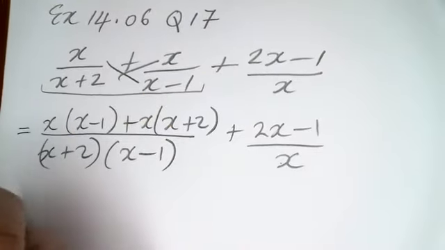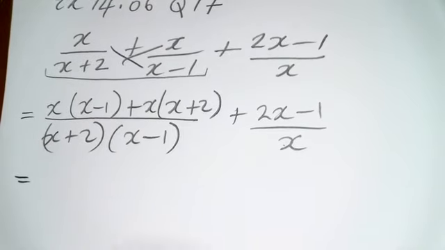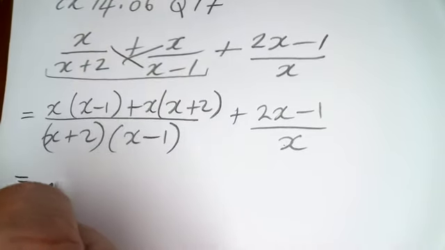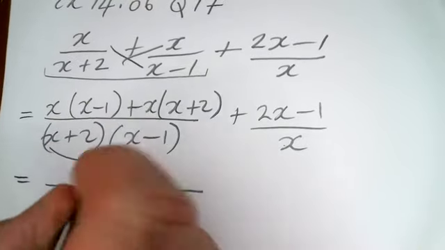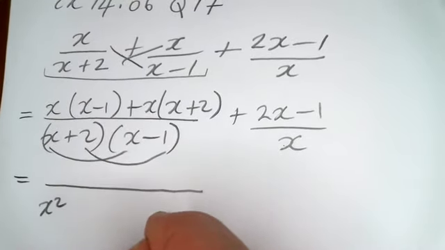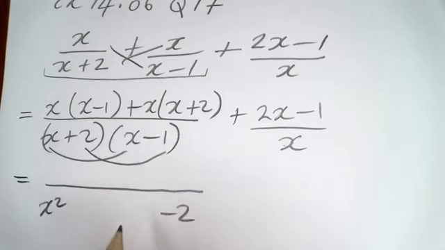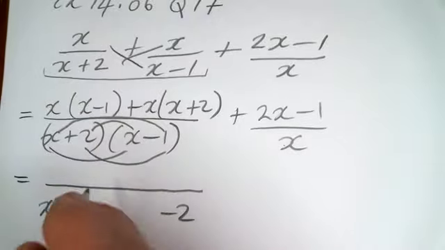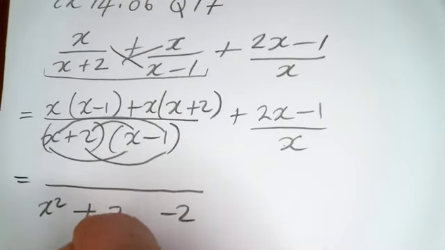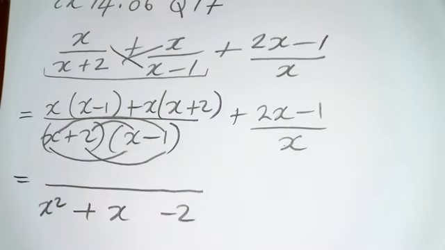Okay, let's expand all those out and collect like terms. We'll do the bottom first, actually. We've got x times x is x squared. 2 times negative 1 is negative 2. I'll fill in the middle bit. I've got a 2x minus an x, which is going to be plus x.